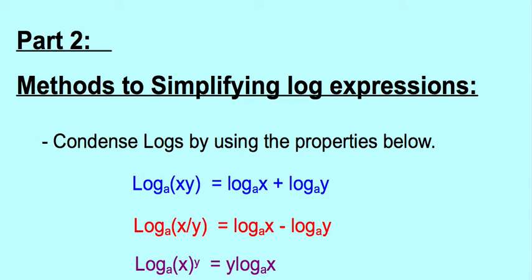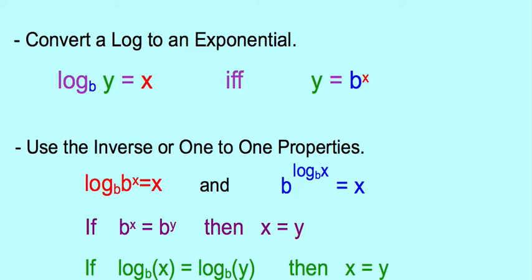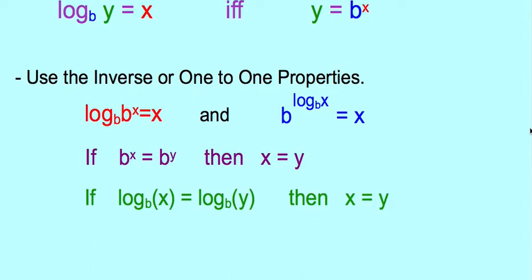Alright, this is part 2 to methods to simplifying and solving with log expressions. Here are some of the properties again we're going to use. Condense back to a single logarithm. Use your converting to an exponential, or use your inverse or one-to-one properties. This is just part 2 of some of the problems that we've already done.